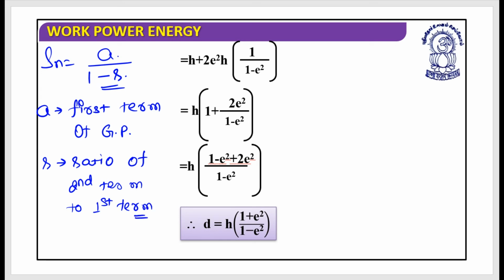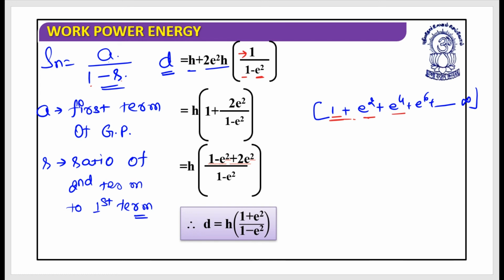So what I'm supposed to do is add this, and for me the distance is h plus 2e square h upon the first term. Look at this, my GP was 1 plus e square plus e to the power 4 plus e to the power 6, and onwards to infinity. So for me the first term is 1, so I have written it over here, upon 1 minus r. The ratio r is e square by 1, it's e square, e to the power 4 by e square, it's e square. So this is equal to 1 minus e square.